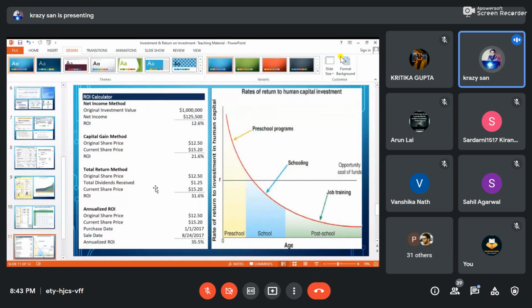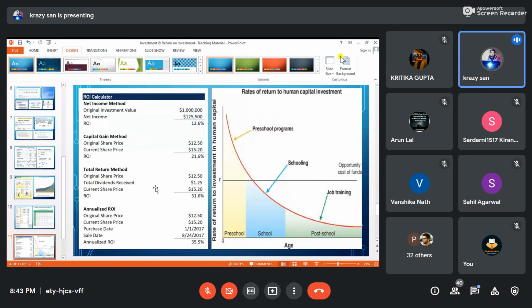Now the ROI calculator works in different ways. The net income method needs the original investment value and net income. The capital gain method needs the original share price and current share price. The total return method needs the original share price, dividends received, and current share price. And for annualized ROI, we need the original share price, current share price, purchase date, and sell date, and then it comes out as the annual ROI.